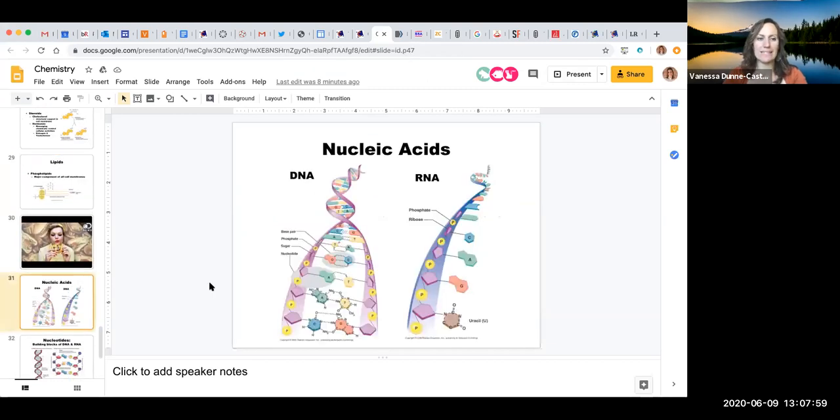So the very last type of macromolecule that makes up all living things are nucleic acids. This would be specifically deoxyribonucleic acid or ribonucleic acid, DNA or RNA. And these are more examples of macromolecules.